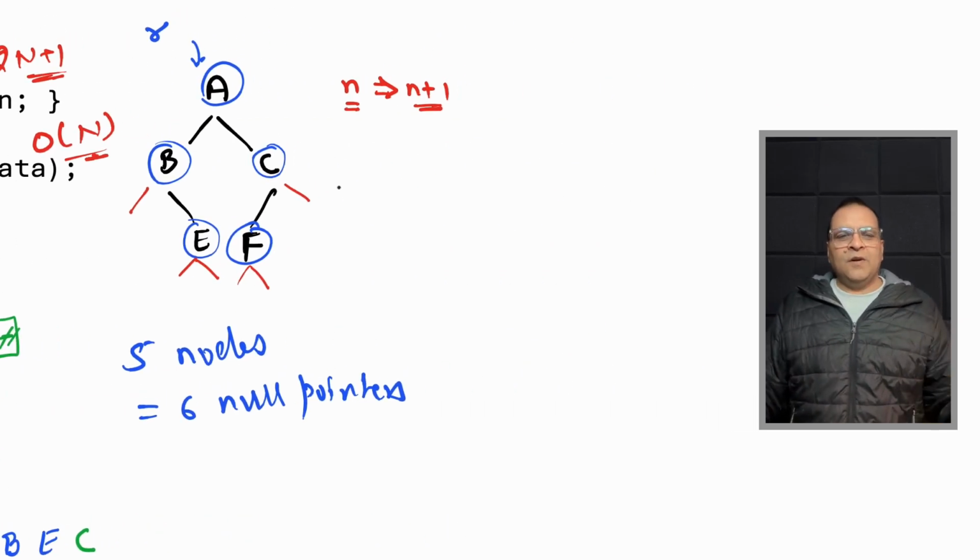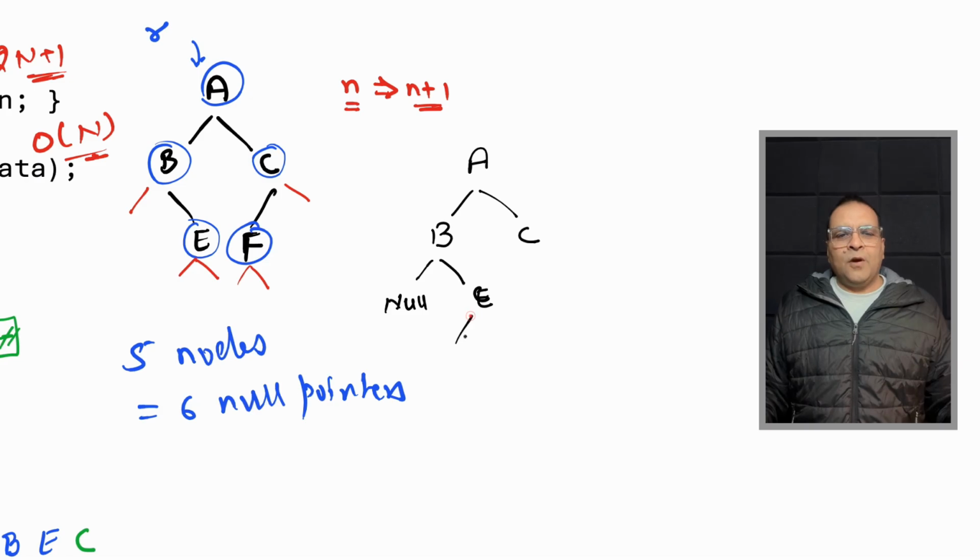The function call tree for this will be that first we call the function for A, then from A we will be first calling the function for B, then for C. From B we will be calling the function for null. Then from B we will be calling the function for E. From E we will be calling the function for null and null. From C we will be calling the function for F. From F we will be calling the function for two nulls, and C will call the function for null.